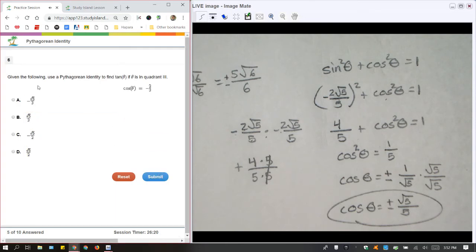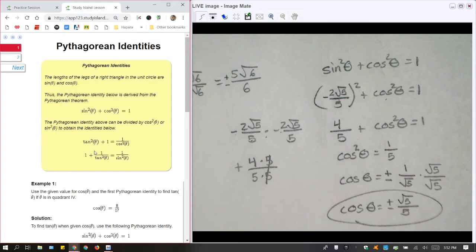All right, we got another one. Given the following, use the Pythagorean identity to find the tangent of theta if theta is in quadrant 3. The cosine of theta is negative 2/3. So we're dealing with cosine and tangent again. Right here, that's this one, tangent and cosine.